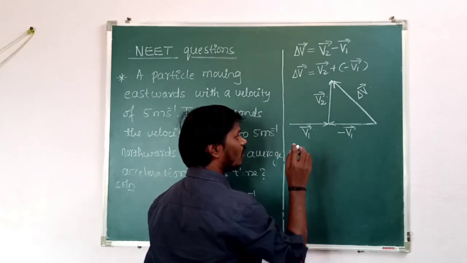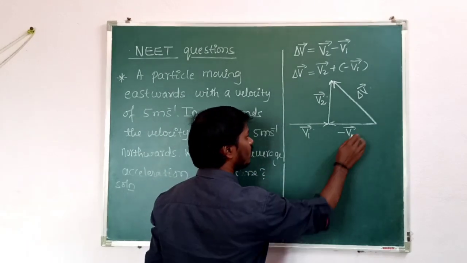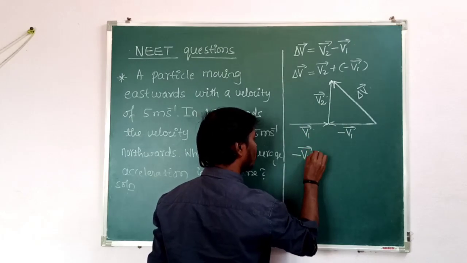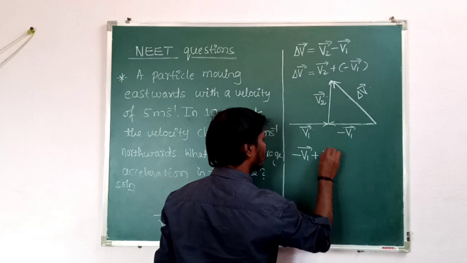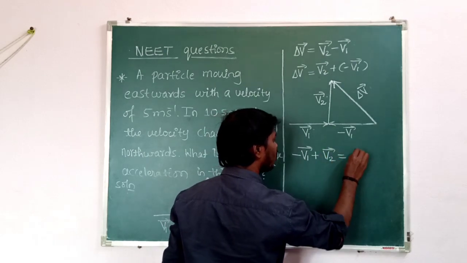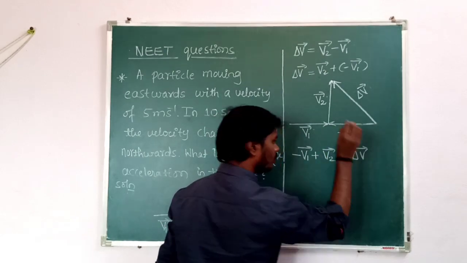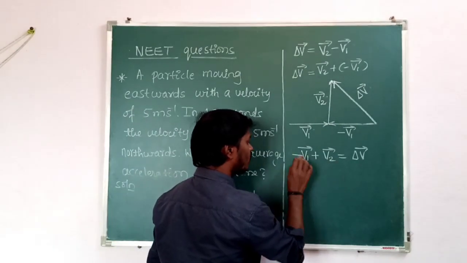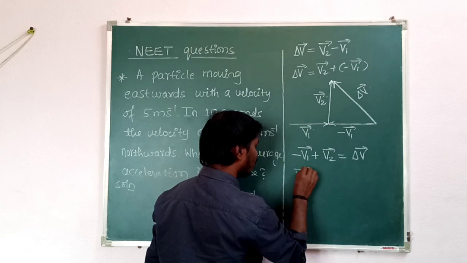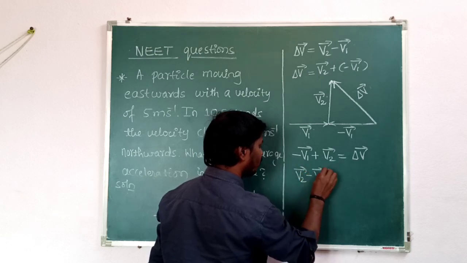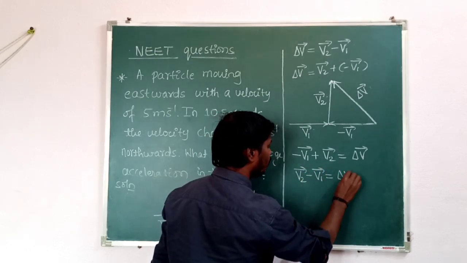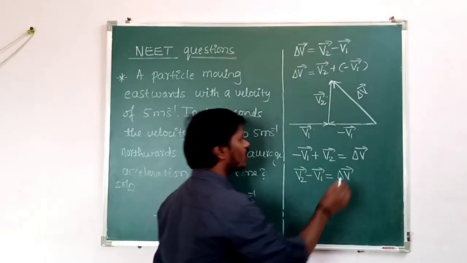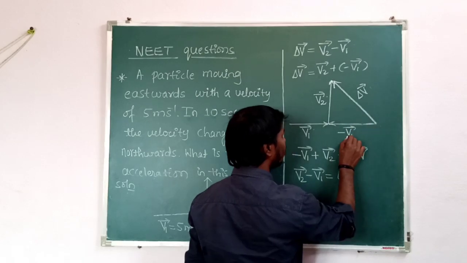So here, according to the triangle law of vector addition, the sum of two vectors taken in the same order, means minus V1 plus V2, is equal to the vector which is taken in the opposite order. Then we can write plus V2 minus V1, so that is equal to delta V. And what is the angle between the negative vector V1 and V2?